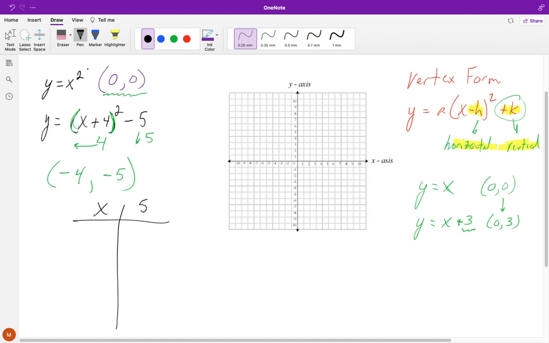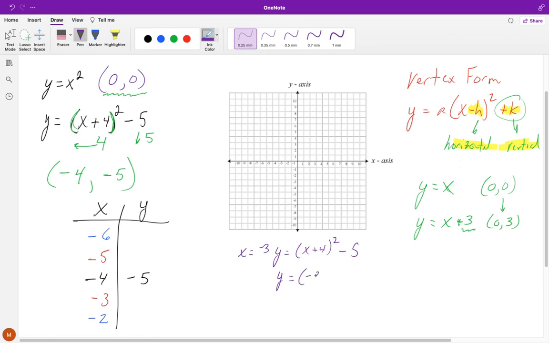And now it's exactly what we just did with our parent function. We put that vertex directly in the middle, and then we pick x values on either side of it: add 1 to get negative 3, subtract 1 to get negative 5, then add 1 again to get negative 2, and subtract 1 to get negative 6. So I'm creating this symmetrical graph. Now when I plug into y equals x plus 4 squared minus 5, I'm going to plug in negative 3, so x is equal to negative 3.